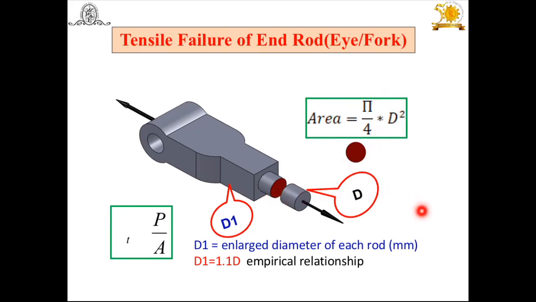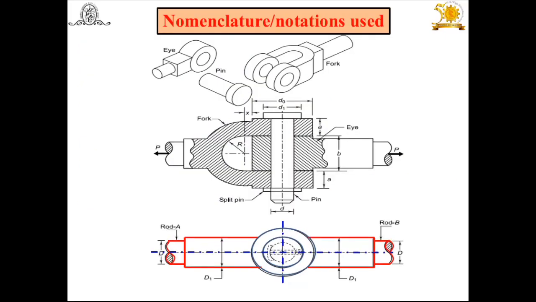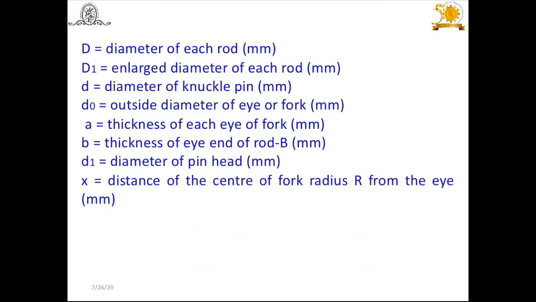Once you get the end rod diameter of the eye or the fork, which is the same for both, what you have to do is find out the enlarged diameter. In this case it's shown square, but generally if it's circular, you can find out capital D1 is equal to 1.1 times capital D. That means the end rod diameter multiplied by 1.1, you will get the enlarged diameter of the eye and the enlarged diameter of the fork also. Try to understand, by using an empirical relation.